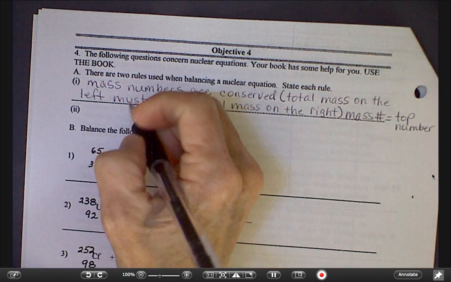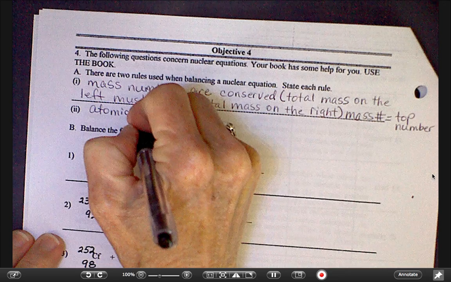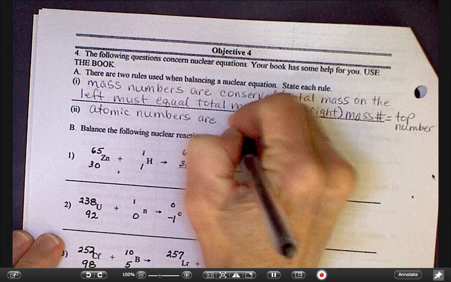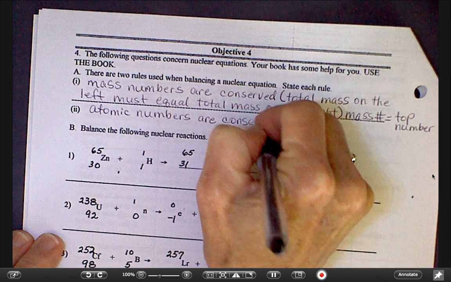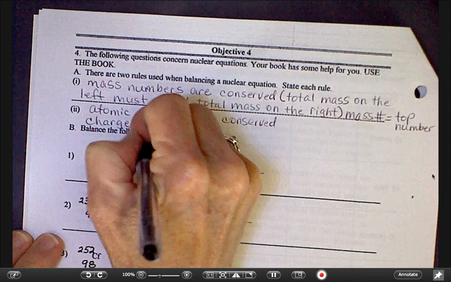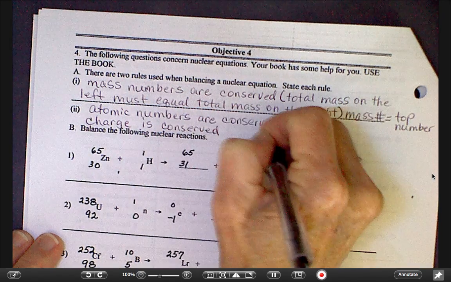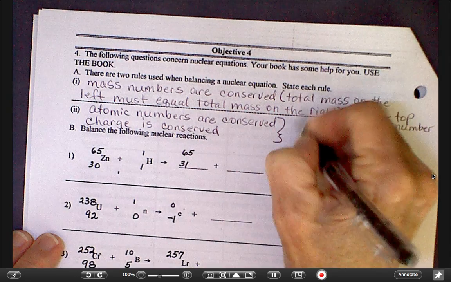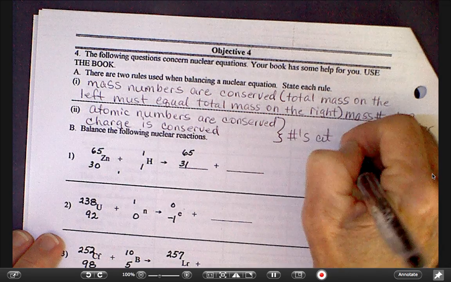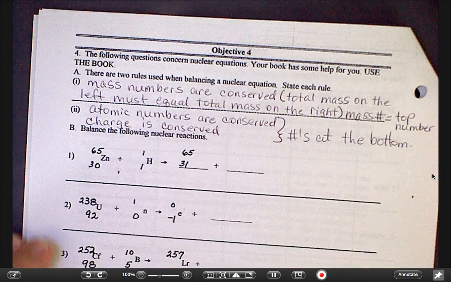Second part is atomic numbers are conserved. And charge is also conserved. Both of these can be the numbers at the bottom. Okay?